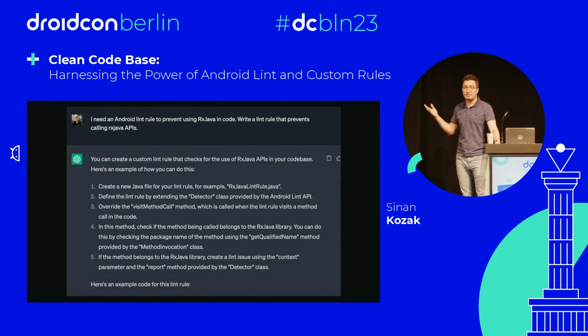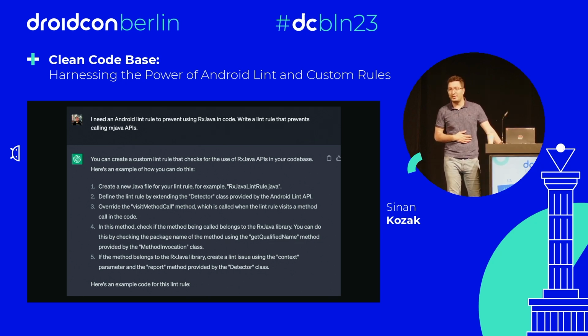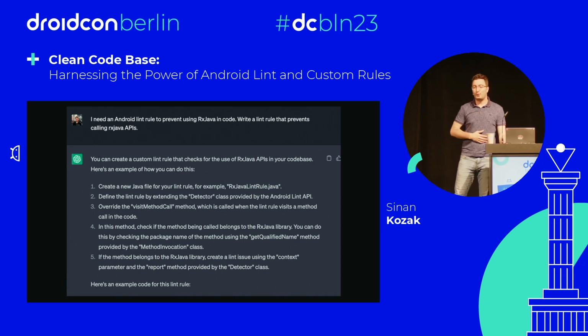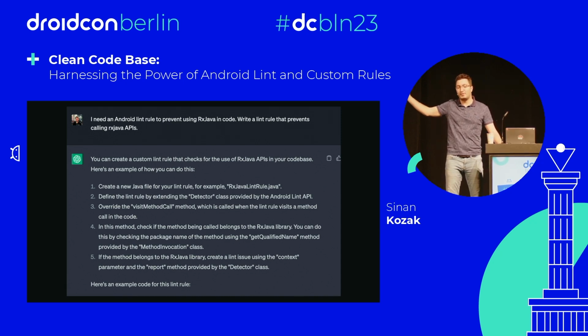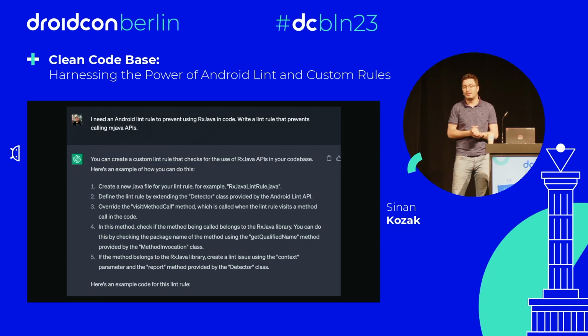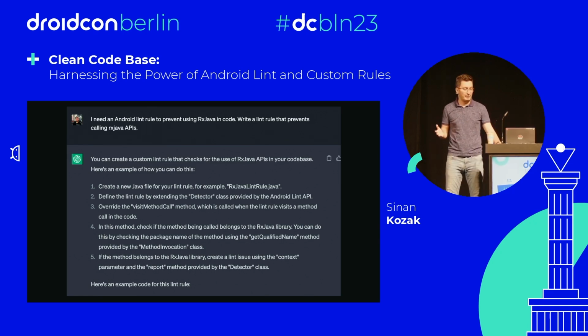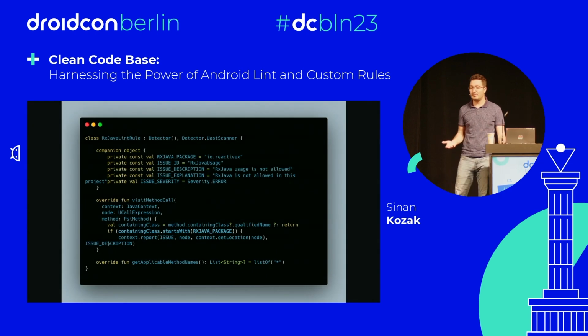Also, since it's a complicated API, ChatGPT can help you understand it better, and it can show you how to do it. I simply asked a question: hey, how can I prevent RxJava in our code base, and asked it to write a lint rule. It gives some suggestions, and then even writes some code.